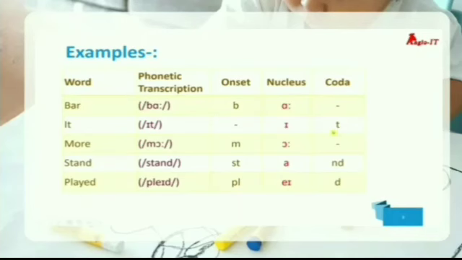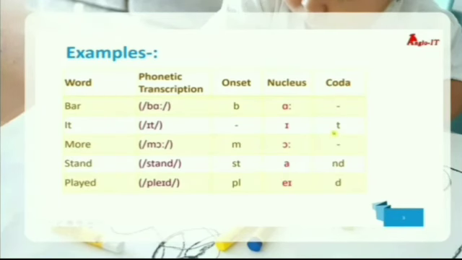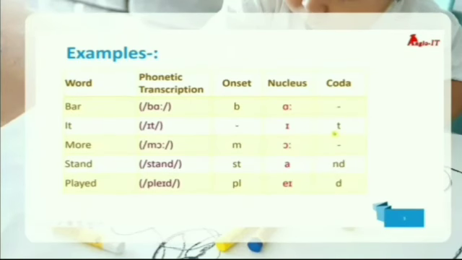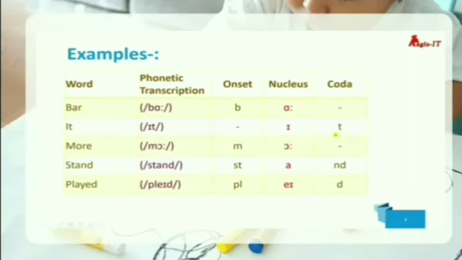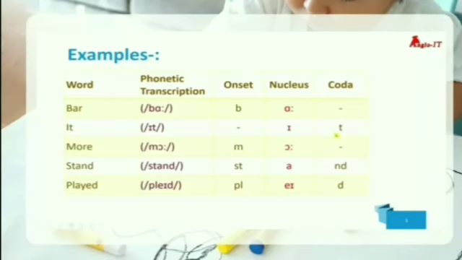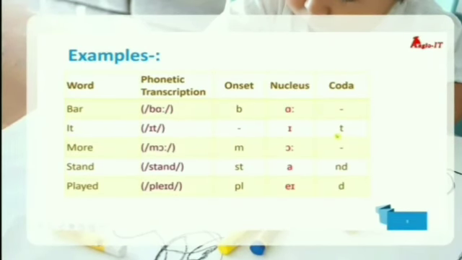And the next example is more. It is similar to bar. More has M as the onset and O as the nucleus. And then is thing. In this word, there is a diphthong. It means there are two vowels, but it reads this as one unit and takes it as the nucleus. Stain has ST as the onset and A as the nucleus, and N as the coda. And the last example is blade. Blade has BL as the onset and A as the nucleus. It is a diphthong too, and D as the coda.